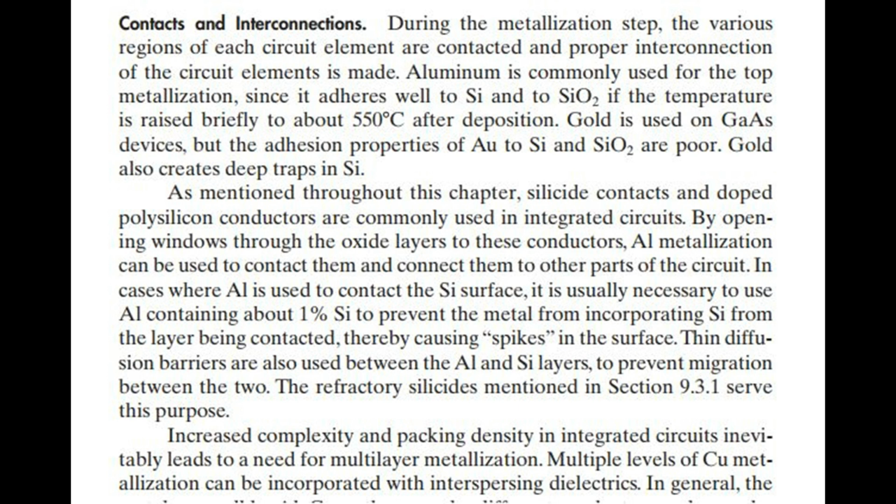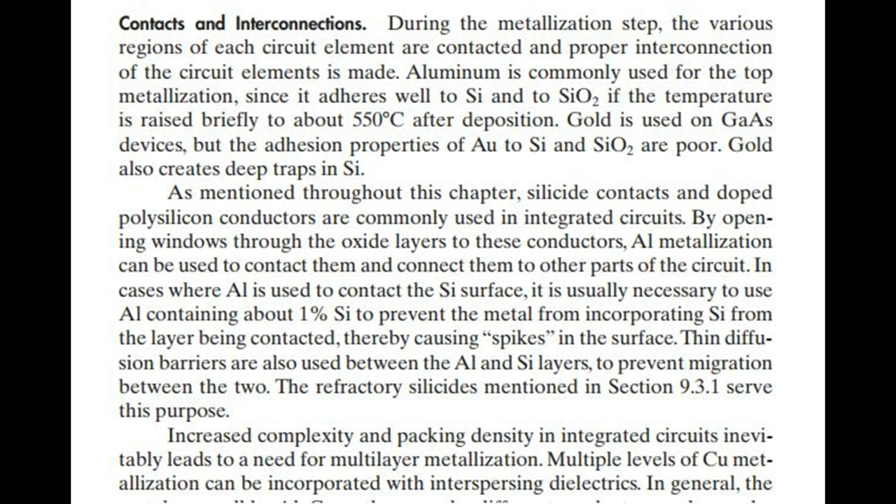Aluminum is commonly used for the top metallization, since it adheres well to silicon and to silicon dioxide if the temperature is raised briefly to about 550 degrees Celsius after deposition. Gold is used on gallium arsenide devices, but the adhesion properties of gold to silicon and silicon dioxide are poor. Gold also creates deep traps in silicon.